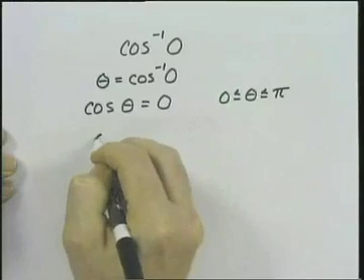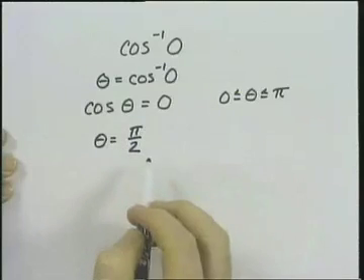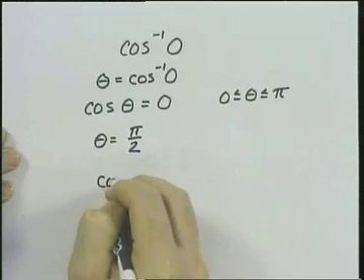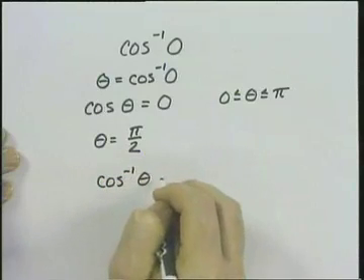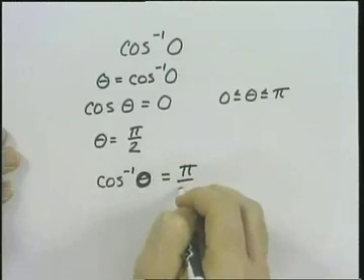If you think about it long enough, you should get that theta is equal to pi over 2, because the cosine of pi over 2 is 0. Therefore, the inverse cosine of 0 is equal to pi over 2.